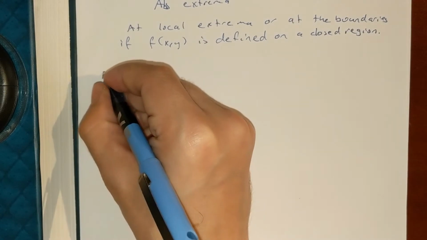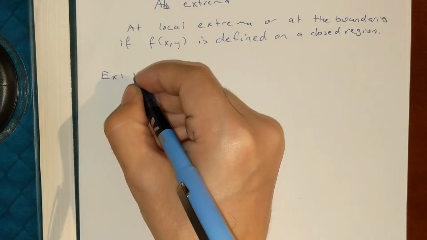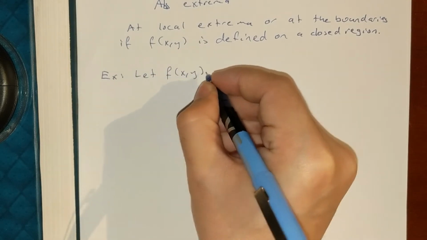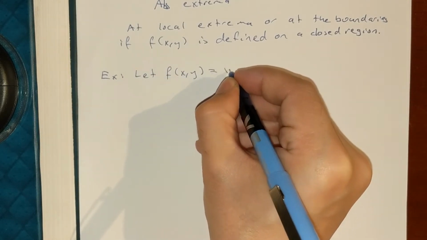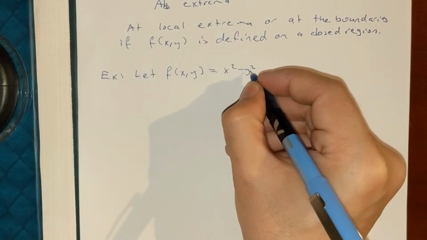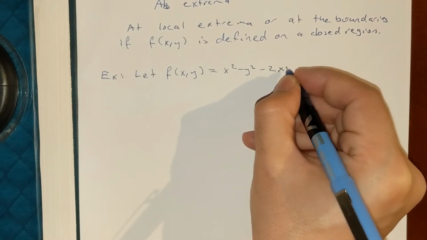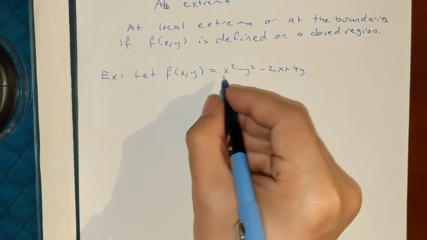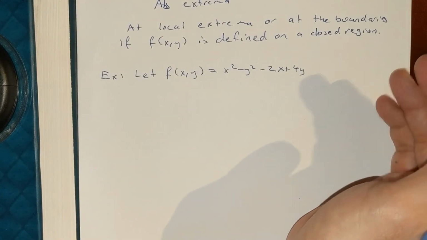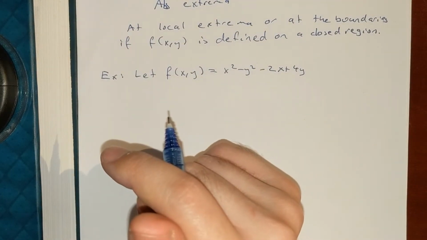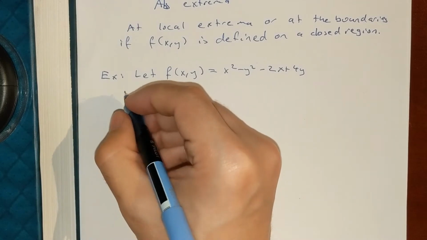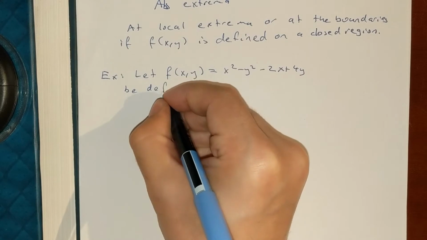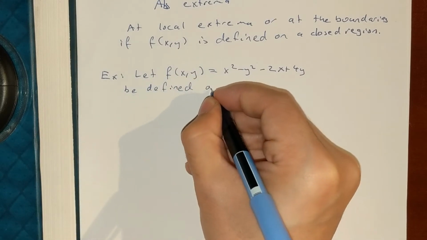Let's take as an example, let f of x, y be defined as x squared minus y squared minus 2x plus 4y. Now this function has as its domain everything, you can put any x and y you'd like, but let's limit the domain. Let's define it on the region R.